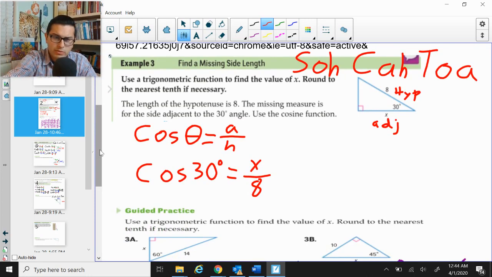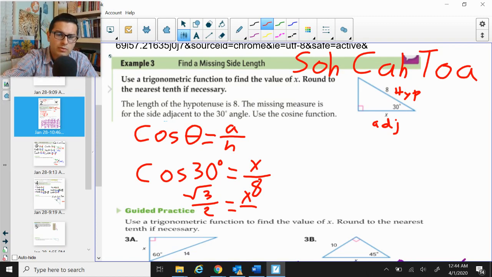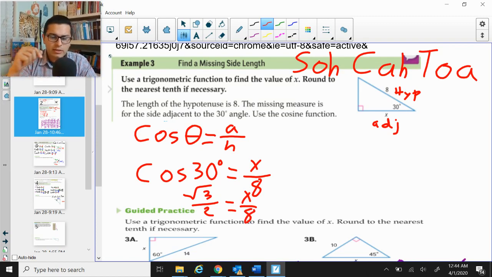We are going to replace the whole cosine of 30 degrees, and we're going to say square root of 3 over 2. We just replaced the entire thing, and now this is going to equal x over 8. At this point, we can just solve for x. How do we solve for x? We can multiply by 8 on either side. Times 8, times 8.